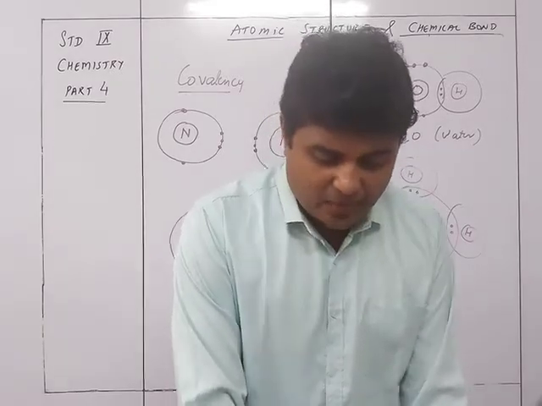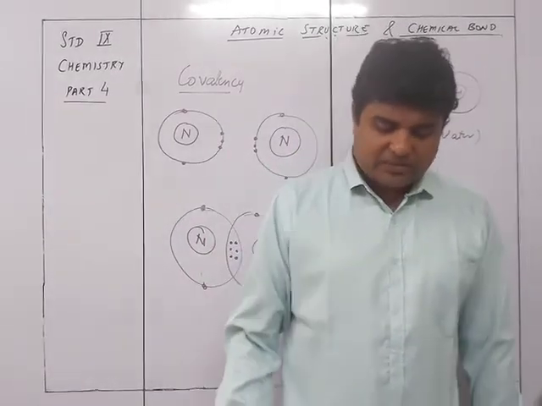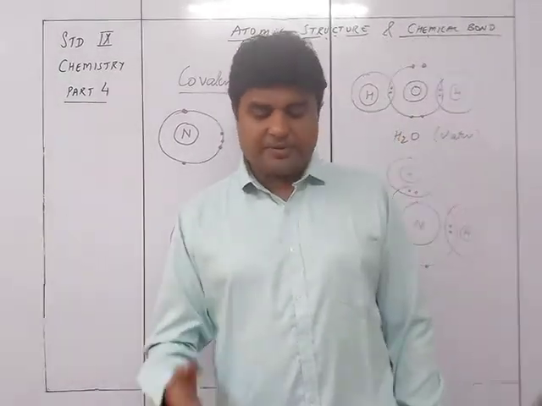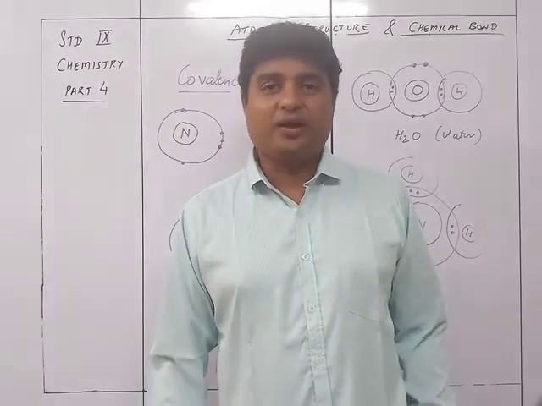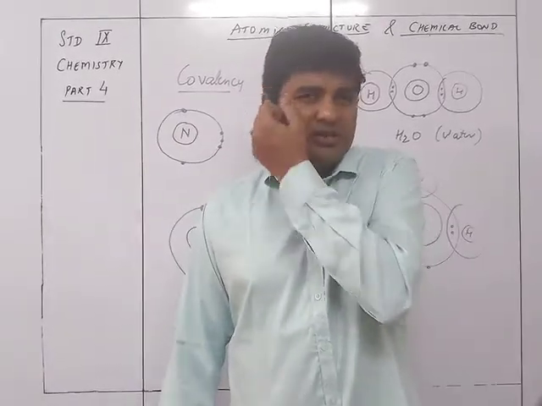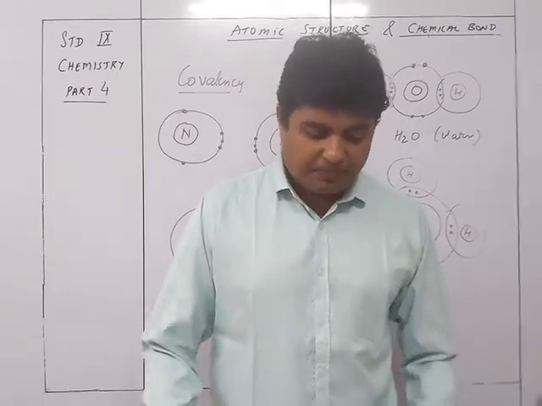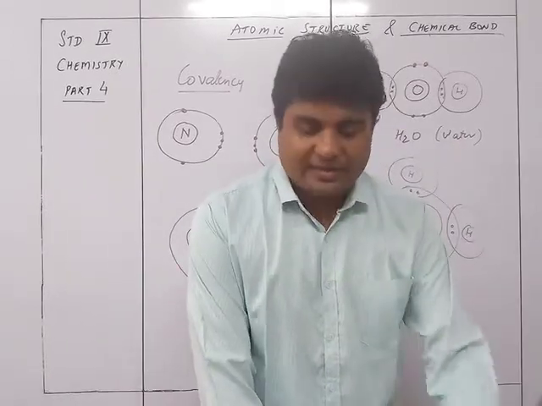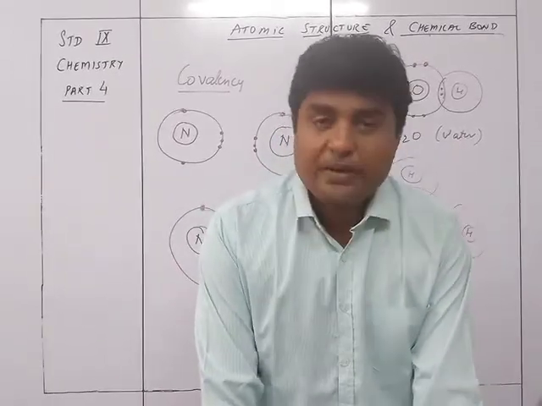So let's see one by one. Of course, the thing given on the right-hand side page, the electronic configurations and atomic structures of elements 1 to 20, we already studied, so we'll skip that part. But let us go through what is there in the first page. So, chemical bond.